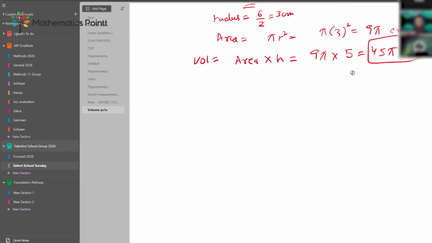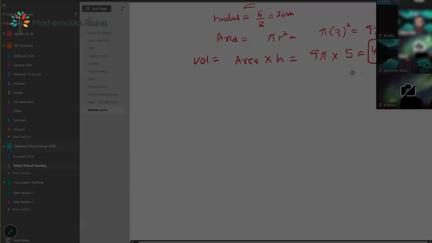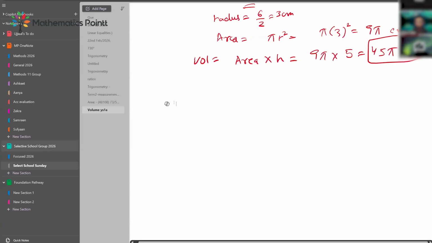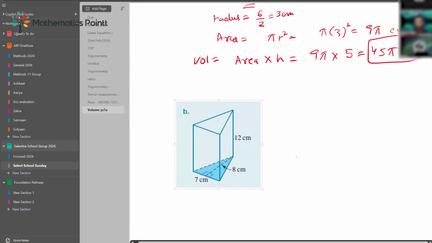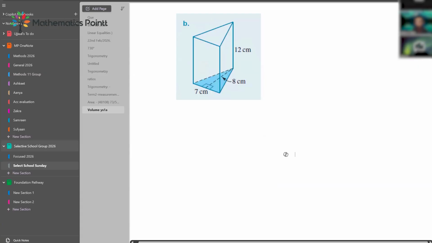Okay, let's see how we do this one. I'm going to put a snippet here. Can you find me the volume of this particular object? Go for it now.